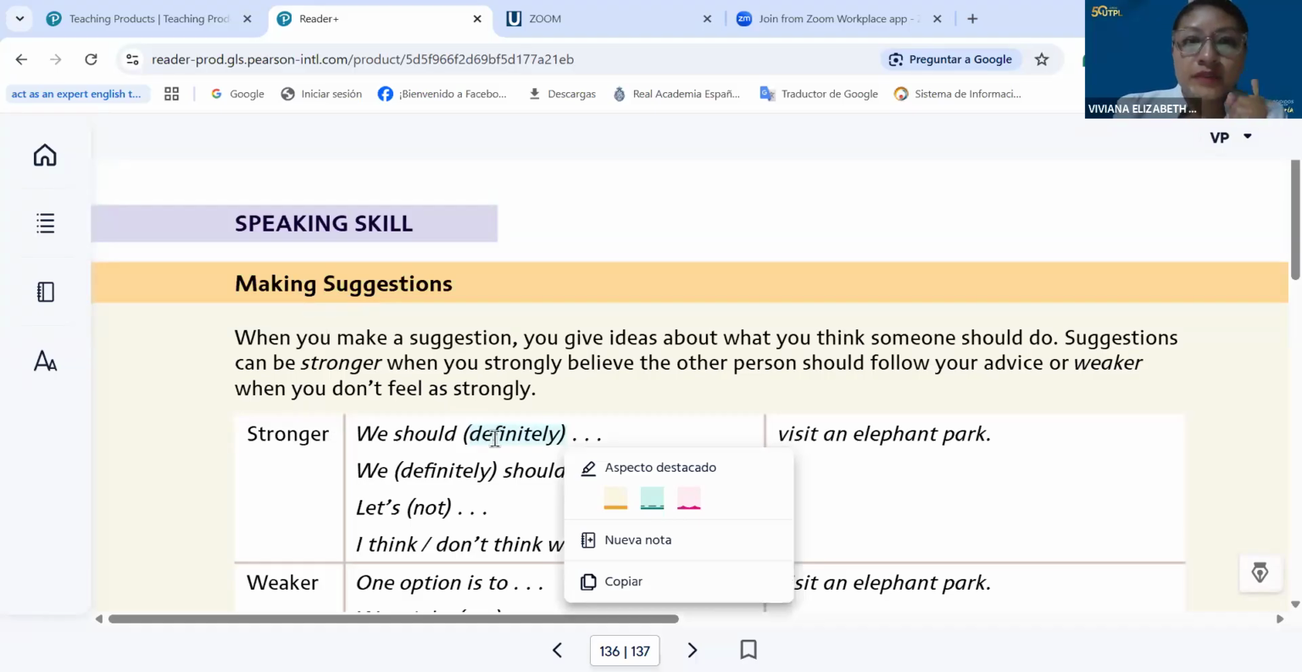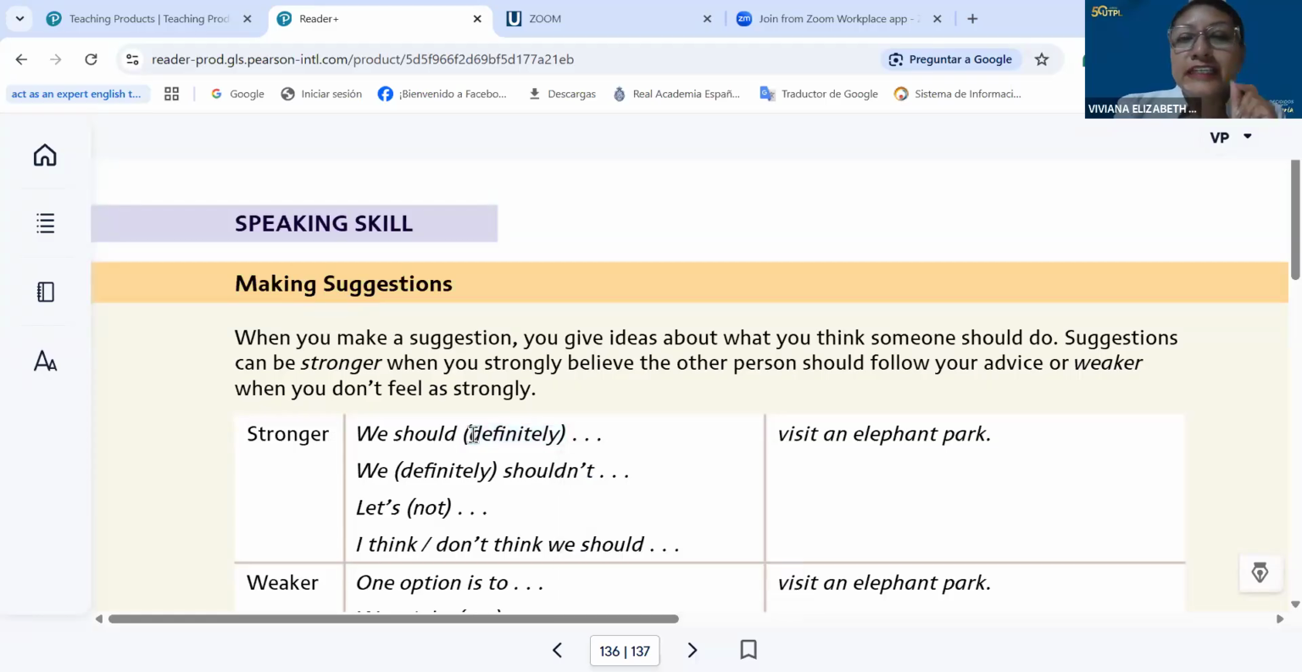If you decide to add it, please remember that definitely in affirmative sentences or suggestions goes in the middle: should, definitely, and the verb. As with probably, right? In negative suggestions, definitely goes first. That means definitely shouldn't or should not and the verb in the base form. So remember, this is almost the same as probably in future with will: will, probably, the verb. In negative sentences, probably, won't, and the verb. The same with should and the adverb definitely.